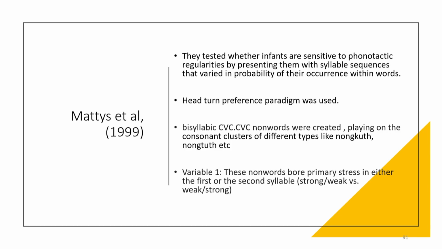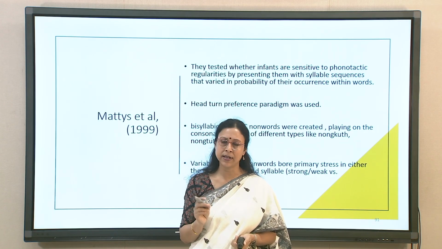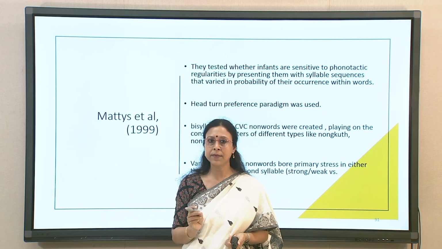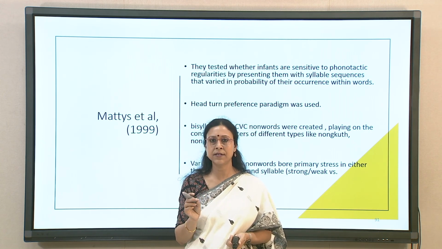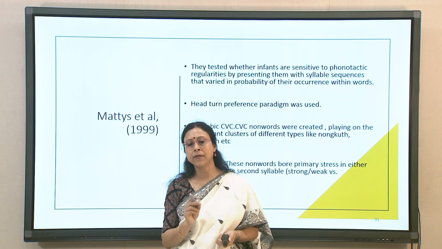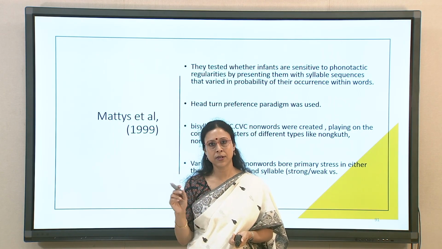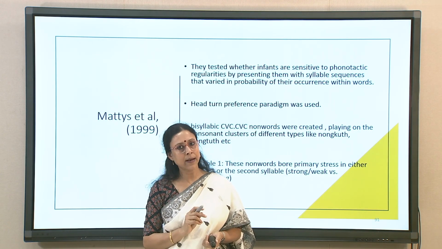What they did was present them with syllable sequences that varied in the probability of their occurrence within words. The paradigm used here was head turn preference, which we have already discussed before. Based on this paradigm, they created some nonsense words, non-words, with a CVC pattern. They were all bisyllabic, CVC CVC: two syllables, each consonant-vowel-consonant. This is how the patterns were created.